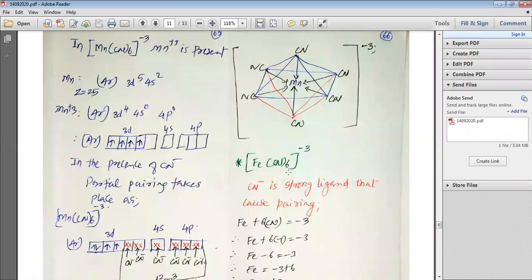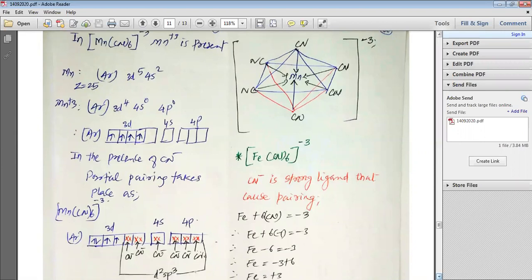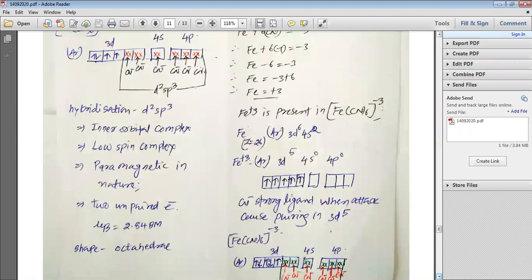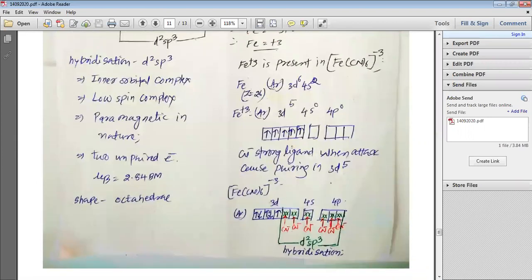Now we are going to study about Fe(CN)6 minus 3, my dear students. In Fe(CN)6 minus 3, CN minus is a strong ligand that causes pairing. The oxidation state of Fe in Fe(CN)6 minus 3 has been calculated as Fe plus 3. So Fe, Z is equal to 26, electronic configuration argon 3d6 4s2. When this turns into Fe plus 3, 2 electrons from 4s and 1 electron from 3d go out, and Fe plus 3 would have electronic configuration argon 3d5 4s0 4p0.